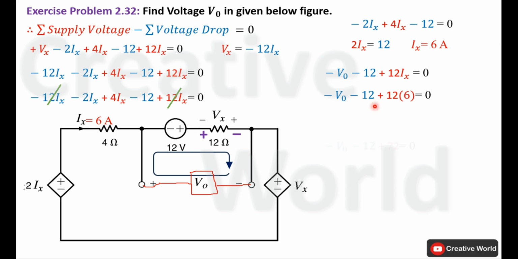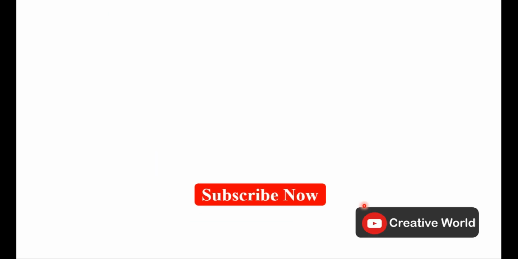Open these brackets. 6 will multiply with 12, it will become plus 72. Subtract 12 from 72, it will become plus 60. Now place this minus V0 on the other hand side of equal to calculate the value of V0, that will become 60 volt. So this was exercise problem number 2.32.